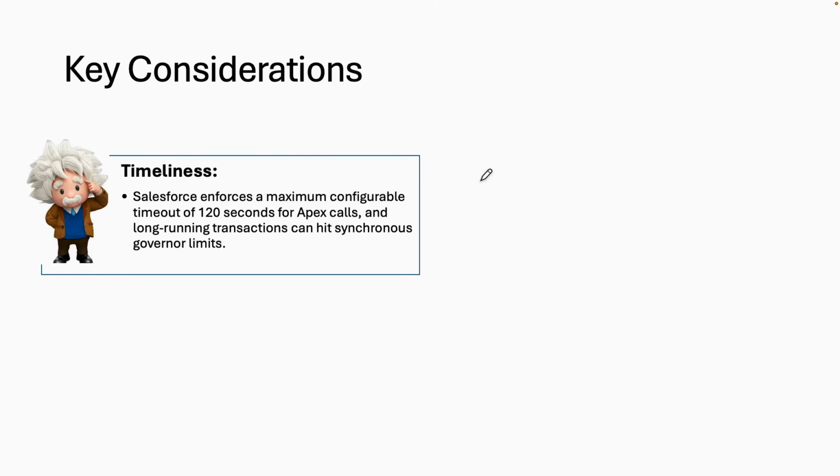Now, what typical considerations should you have whenever you are working on this kind of integration pattern? Number one, the time factor, because you are doing this integration in a synchronous way. The maximum configurable timeout in Salesforce is 120 seconds. If your transaction takes 120 seconds or more, it will automatically time out and you will be hitting the governor limits. So your complete transaction, whatever business processing you have to do, your API invocation, API response, parsing that response and updating the record, everything should be done within a maximum of 120 seconds.